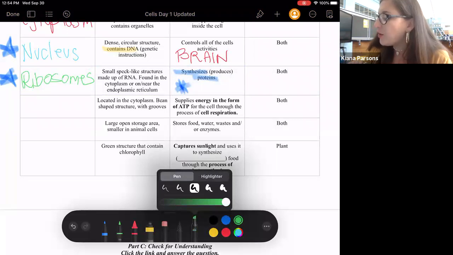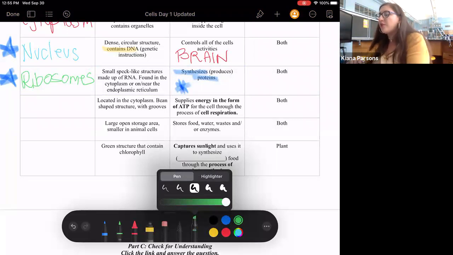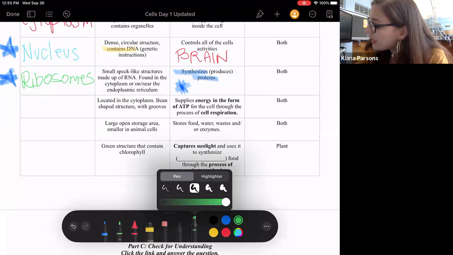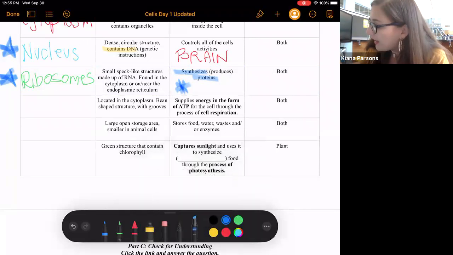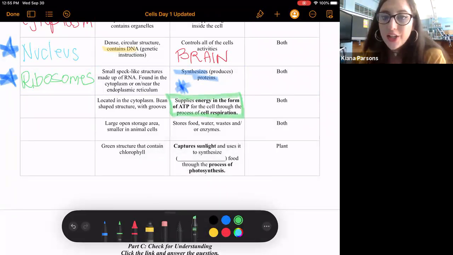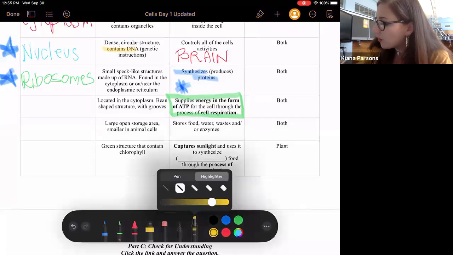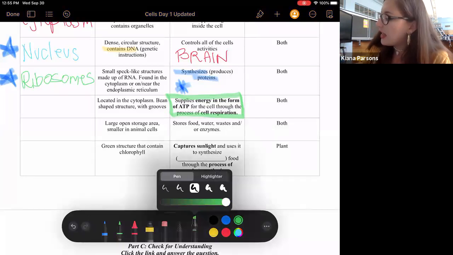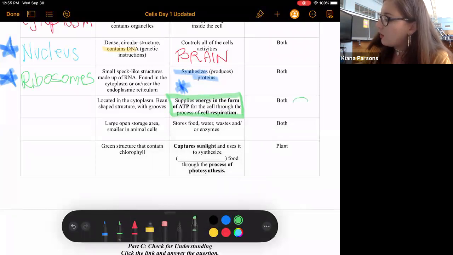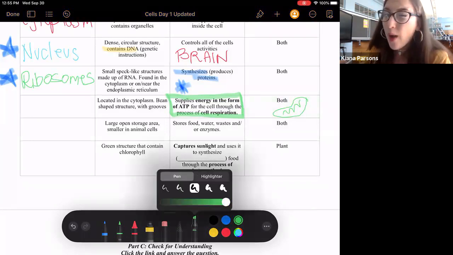Next, located in the cytoplasm, a bean-shaped structure with grooves that supplies energy in the form of ATP for the cell through the process of cellular respiration. This occurs in both plant and animal cells, and this is the most important organelle. Looks like a bean-shaped structure, sort of like that. And this is the powerhouse of the cell.